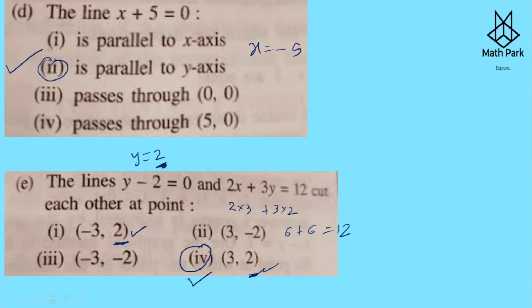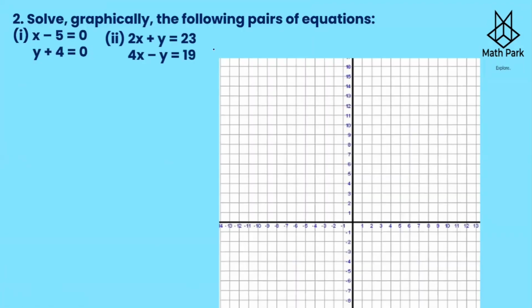Got the hint? Moving to question number 2, the following pairs of equations. So x minus 5 is equal to 0 is the line x is equal to 5. So we draw the line x is equal to 5. So x is equal to 5 is a line which is parallel to y-axis.